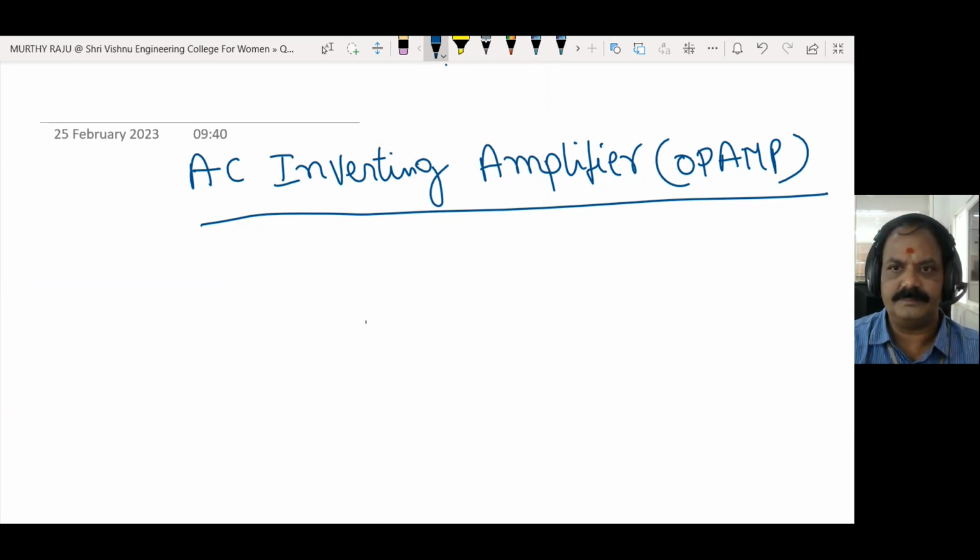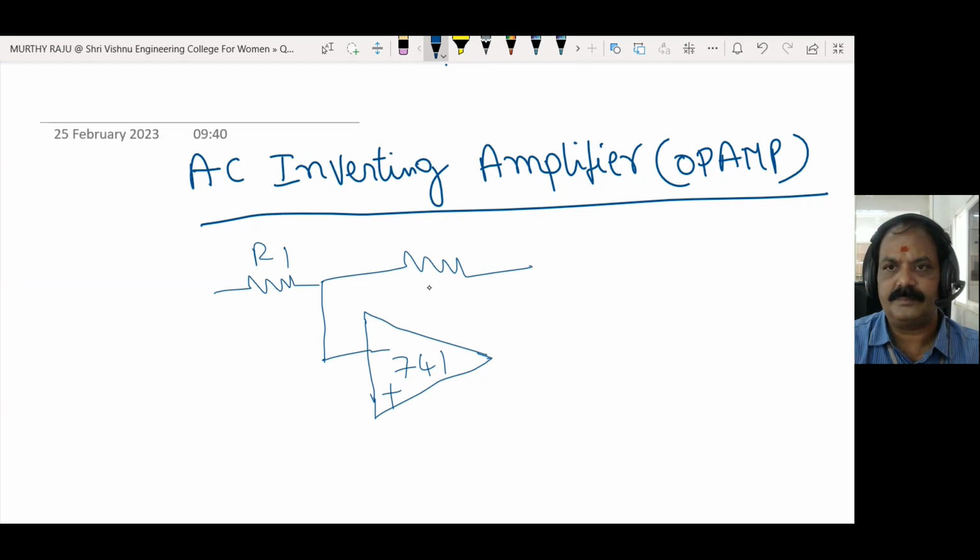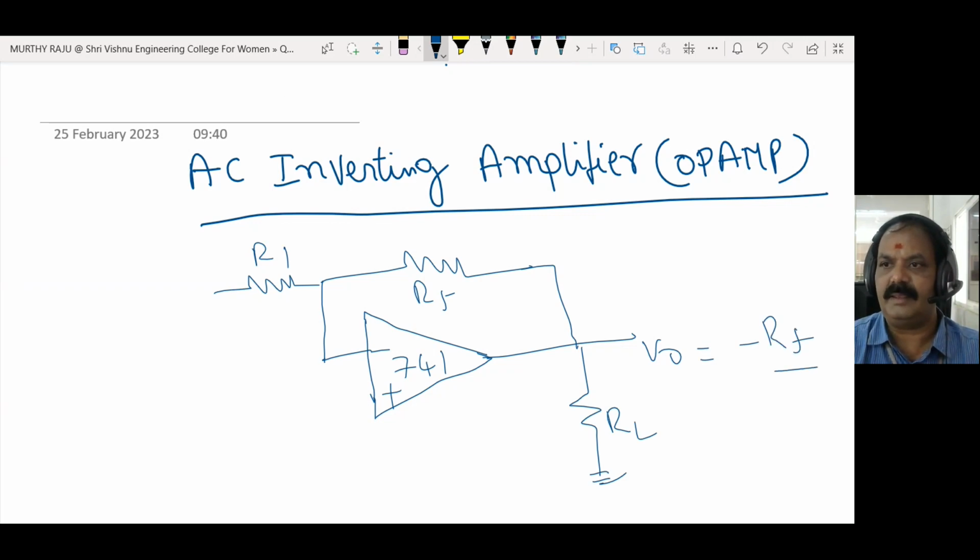This is the circuit diagram. 741 op-amp in inverting amplifier configuration. R1, RF, and the output is V0. With load RL, V0 is equal to minus RF by R1 into Vin.